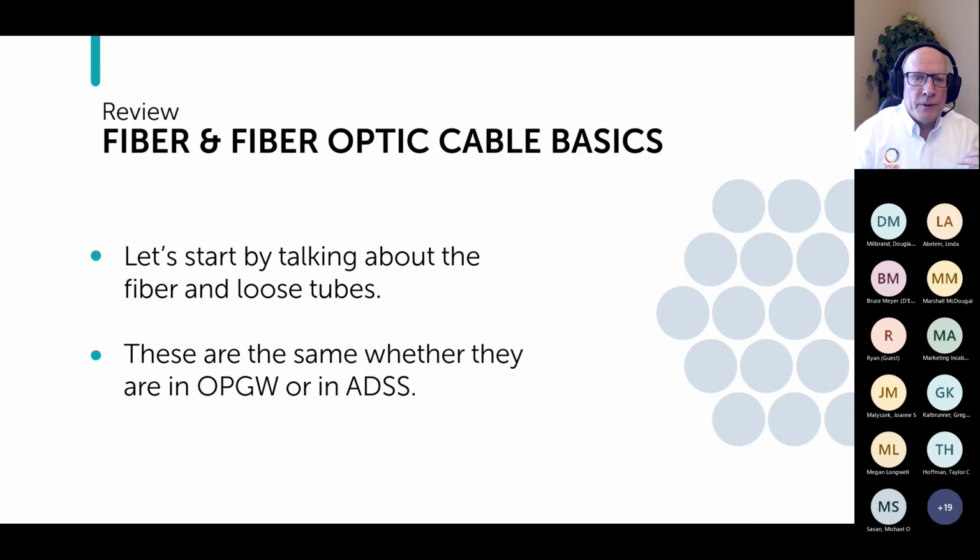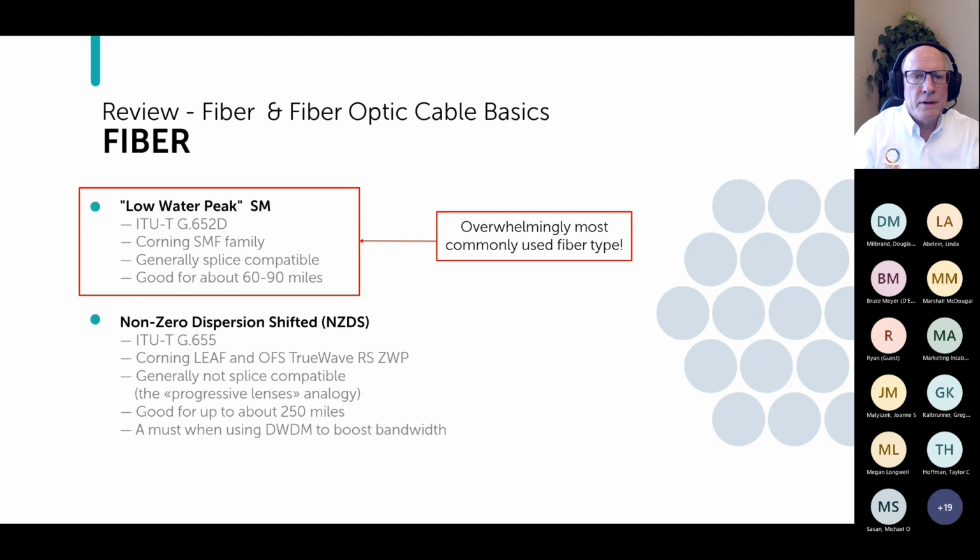So we're going to start by reviewing some basics about fiber and tubes. These concepts apply regardless of the type of cable, that is, whether it's OPGW or ADSS or something else. They're important, fundamental, you might say. First up is the fiber. The overwhelmingly most commonly used type of fiber today is what's called low water peak single mode fiber. The international standard that governs that is ITU-T G.652 Table D.